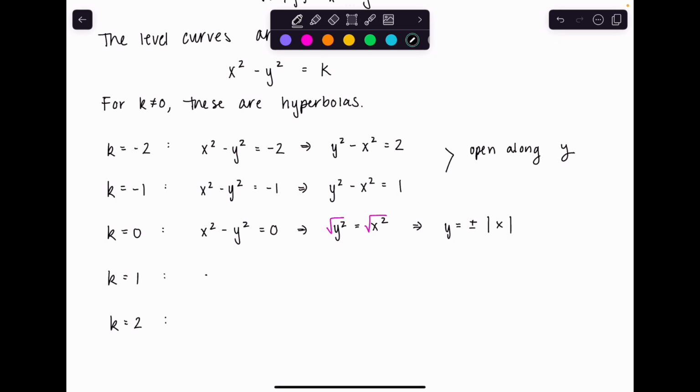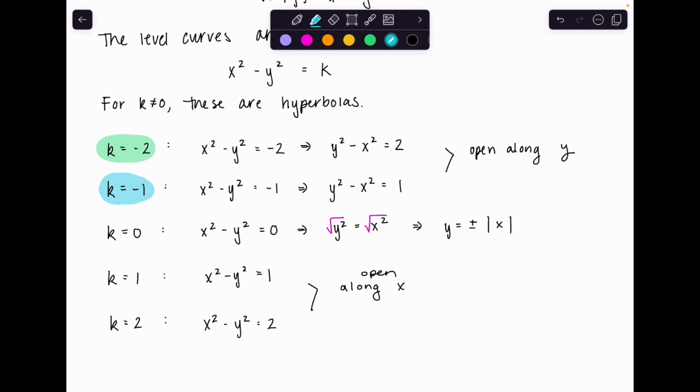Moving on to k equals 1, that gives me x squared minus y squared equals 1. And that's nice, I don't have to do anything. This is a hyperbola that opens on the x-axis. And when you plug in 2, that's x squared minus y squared equals 2. So both of these open along the x-axis. So I'm going to graph each of these, associate a different color for each one. For -2, we'll do a green. For -1, we'll do a blue. For 0, we'll do black. For 1, we'll do orange. And for 2, we'll do yellow.